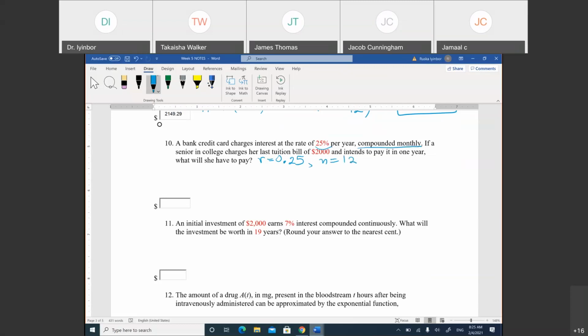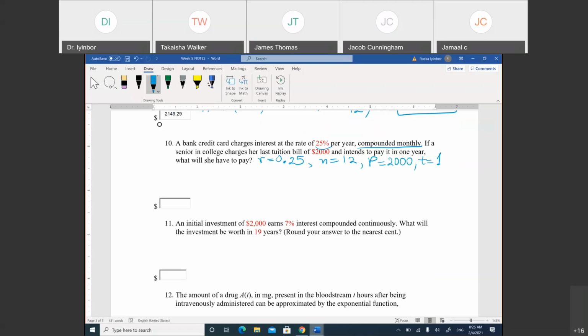12 again, okay. A senior in college charged her last tuition bill of 2,000 and intends to pay it in 1 year. So here the 2,000 is going to be the principal. In this case, she borrowed the money, but we still look at it like an investment because she got that money from the bank and she actually has to pay it back. So it's going to be 2,000 and the time is 1 year. She wants to pay it back in 1 year. And the time always has to be in years. If they give you months, you have to change it to years.